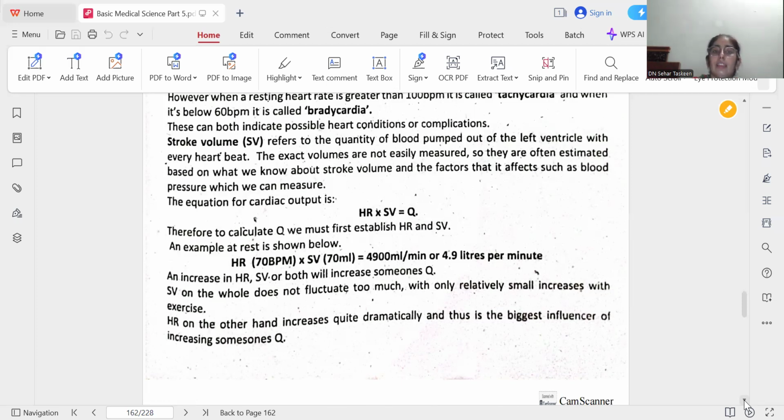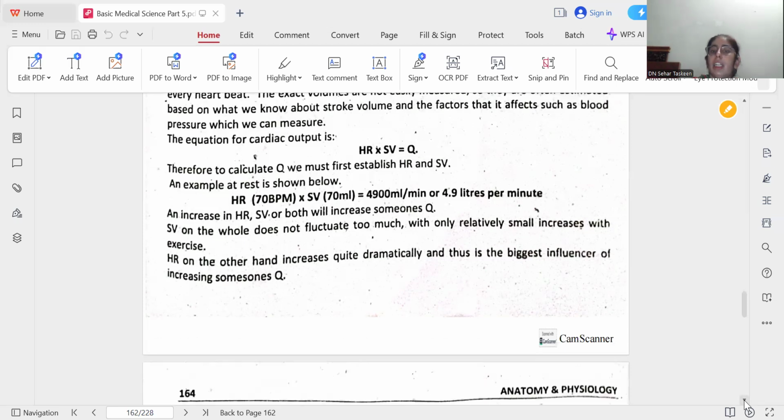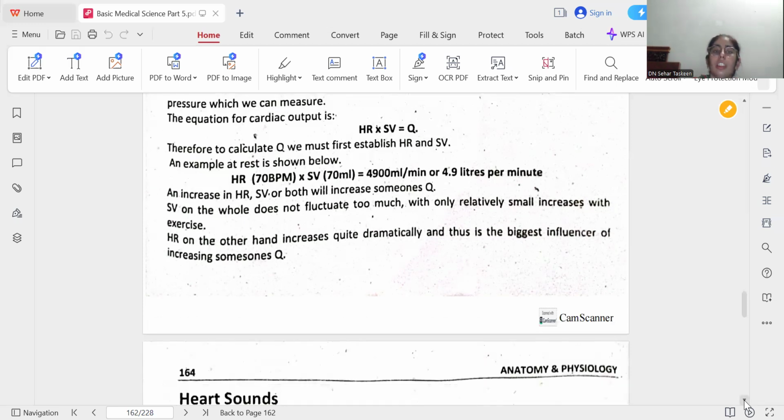An increase in HR, SV, or both will increase Q. SV on the whole does not fluctuate too much, with only relatively small increases with exercise. HR, on the other hand, increases quite dramatically, and thus is the biggest influencer of increasing Q.